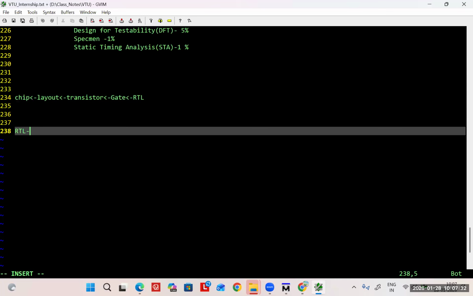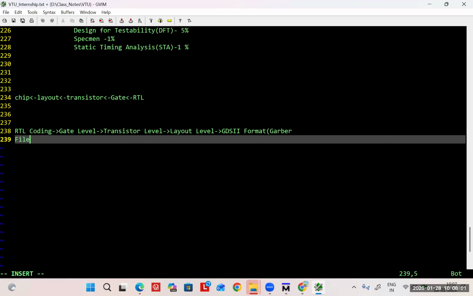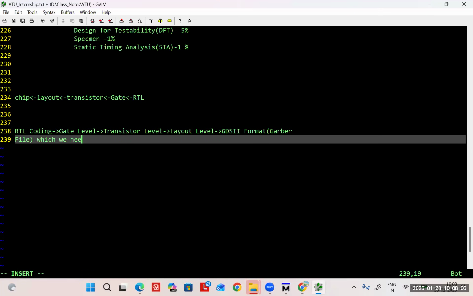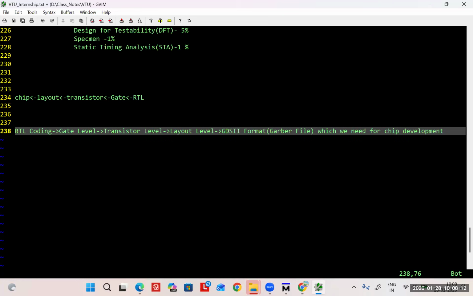So from the RTL coding we go to gate level, because next I need transistor level, because finally I need layout level. Why do I need layout level? Because this is called GDS2 format, or I can call it a Gerber file, which we need for chip development. Got it?